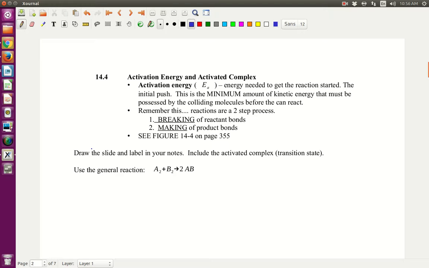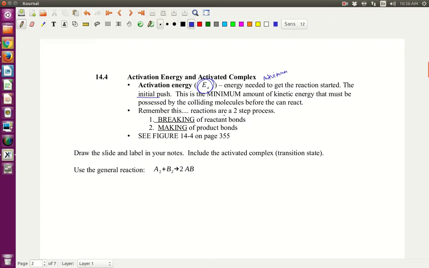The activation energy, the E sub A, right here, is the energy needed to get the reaction started. Really, it's the minimum amount needed to get it started. It's the initial push. This is the minimum amount, that's what it says, of kinetic energy that must be possessed by the colliding molecules before they can react.